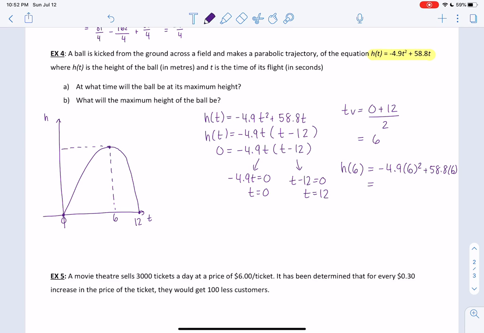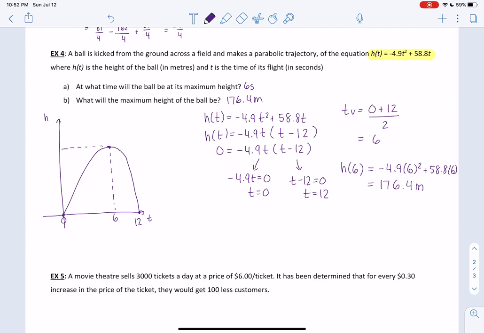And that will give us 176.4 meters. So at A, what time will the ball be at its maximum height? At 6 seconds. And what is the maximum height? 176.4 meters.